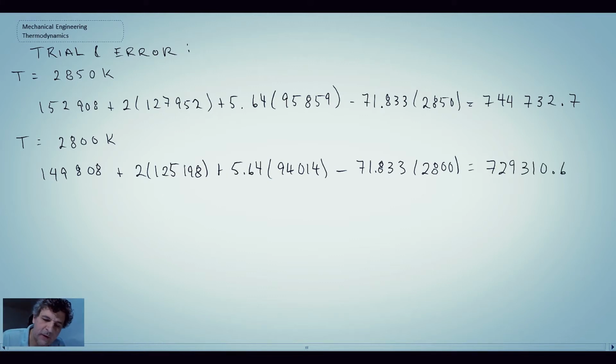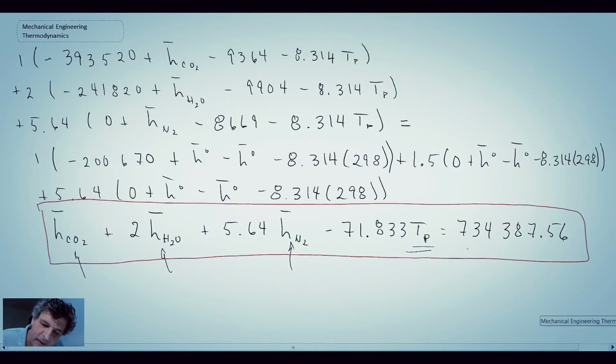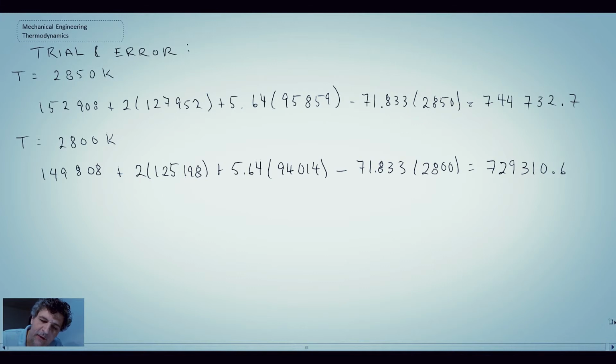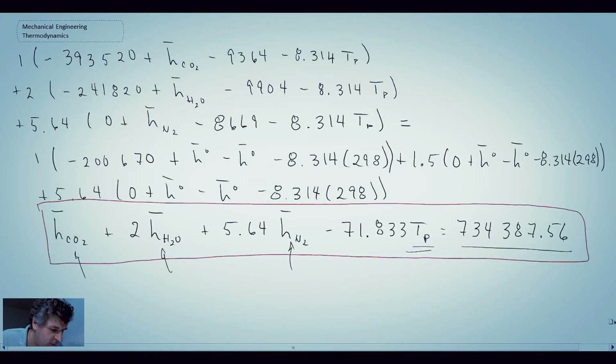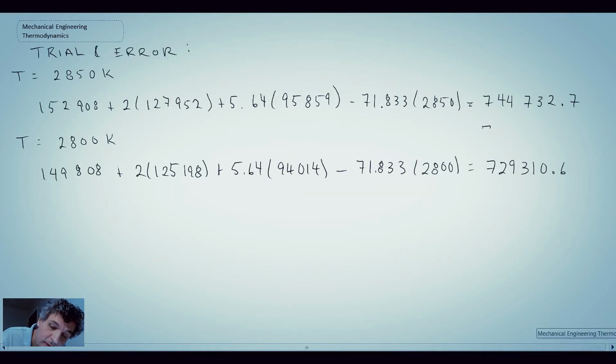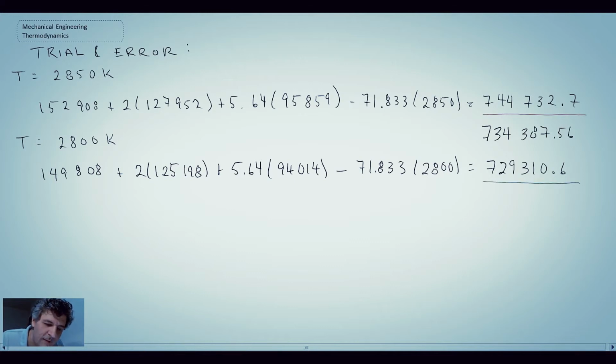So there we get our results, and if I go back a page, you can see the right hand side was 734,387.56. You can see I was lucky with my guesses, and that's partially because I do know what the answer is, and that helps. But by placing the guesses that I did and looking up the values, we see that on this side we are above, and on this side we are below. That means our final temperature is going to be somewhere between 2850 and 2800. How do we determine that? Well, I'll do an interpolation, and that will get us close enough to the final adiabatic flame temperature.